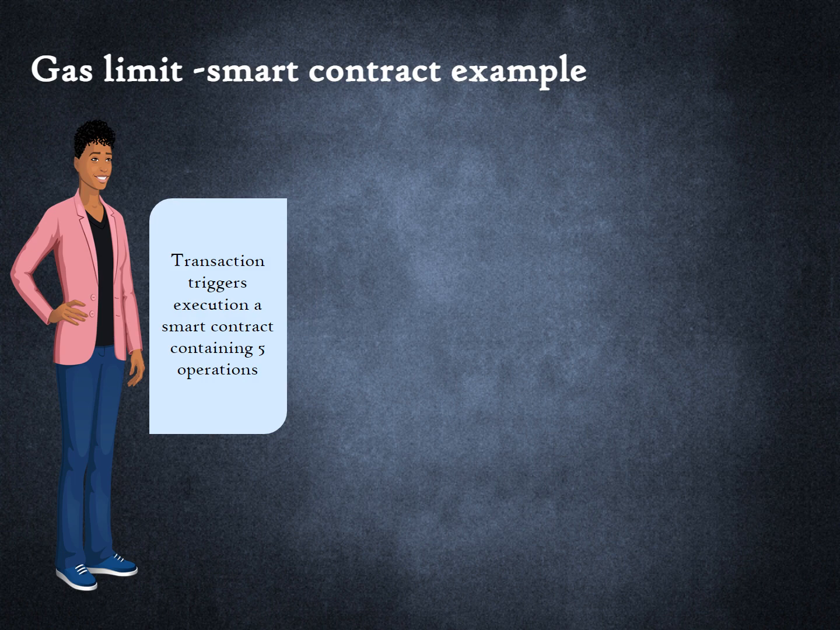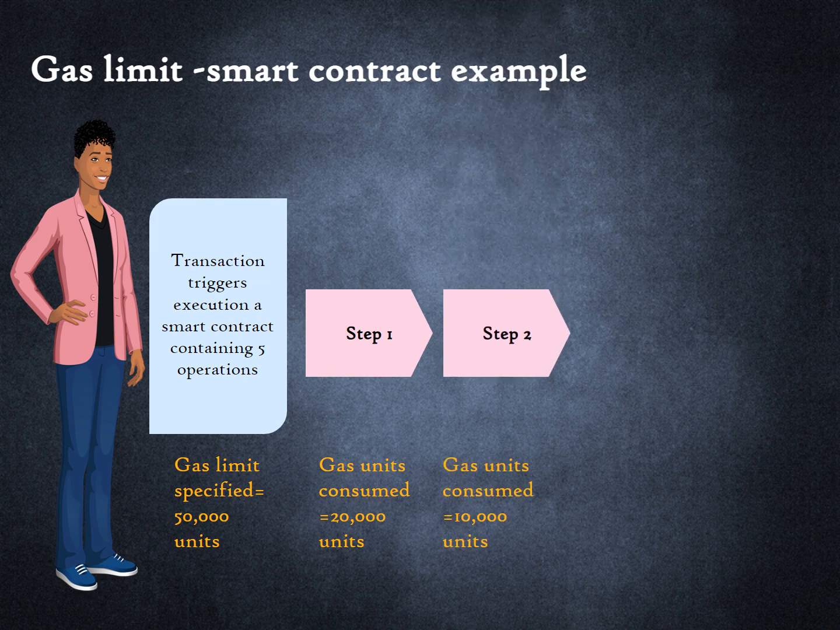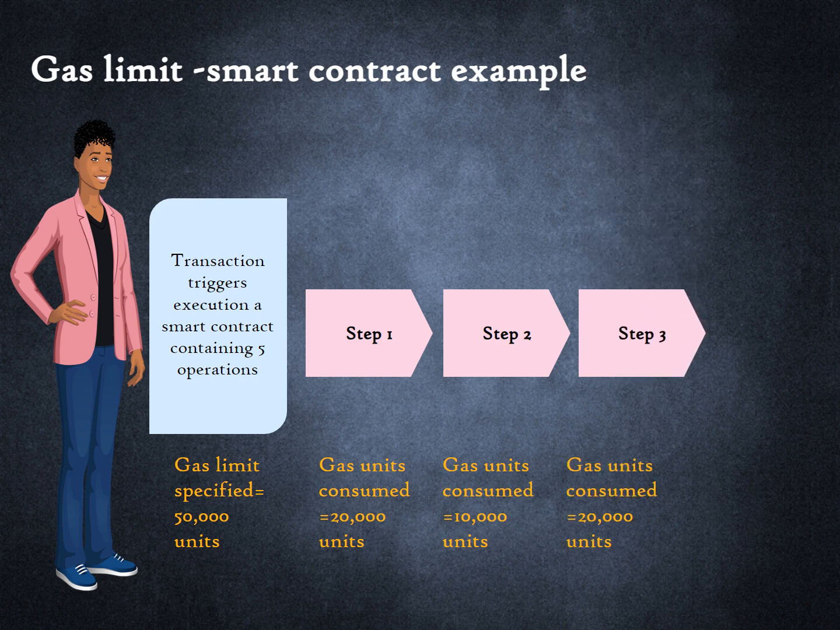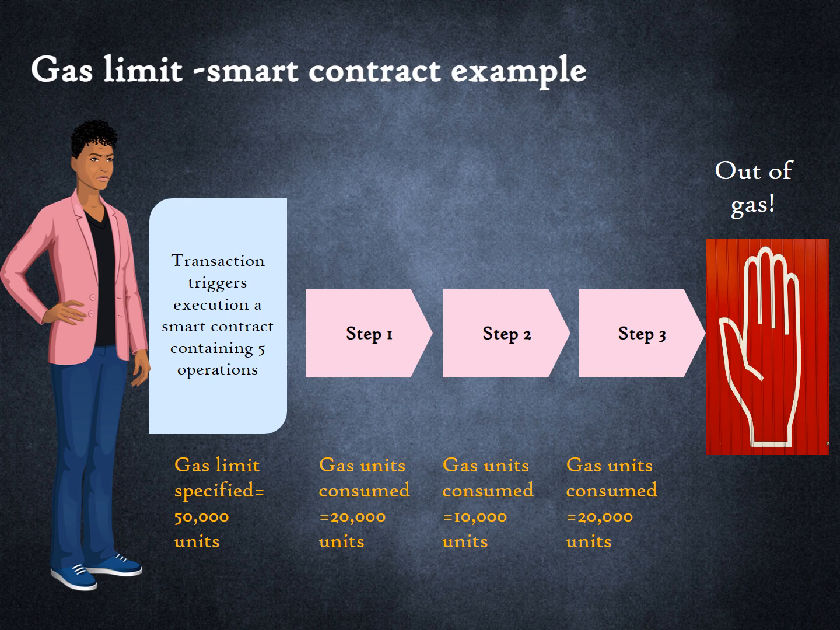Consider a scenario where a smart contract consists of 5 operations that occur sequentially. A transaction processor initiates a transaction that triggers execution of the contract. The gas limit specified in the transaction is 50,000 units. The first step consumes 20,000 units of gas. The second step consumes 10,000 units of gas. The third step consumes 20,000 units of gas. At this point, when the EVM proceeds to process the next step, it determines there is insufficient gas and produces an out-of-gas exception. But the transaction processor still has to pay the fees because the EVM already consumed 50,000 units.